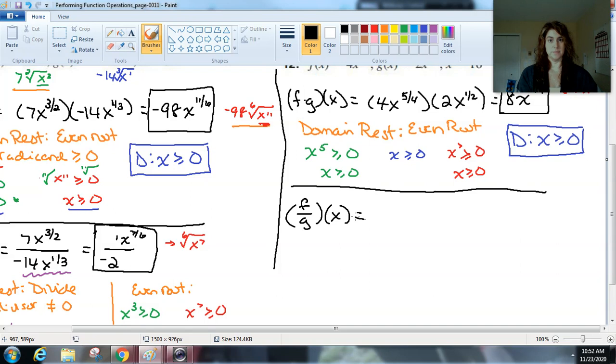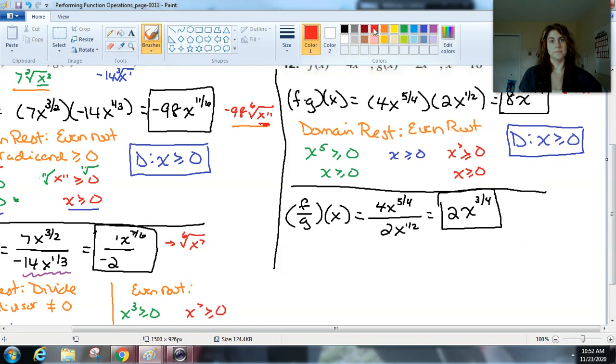So again, I'm going to set up my fraction. I'm going to divide them. So when I divide, 4 divided by 2 is 2. 5/4 minus 1/2. So again, I'm going to subtract them at this point. So 5/4 minus 2/4 is 3/4. And that would be my solution. Again, if I want to keep in mind, that is the 4th root of x cubed.